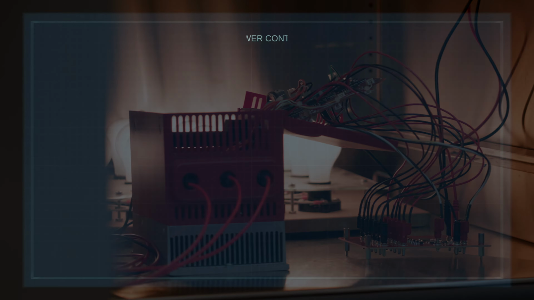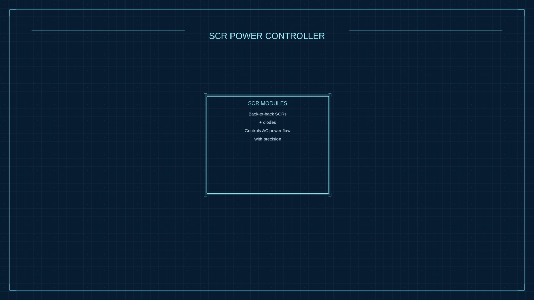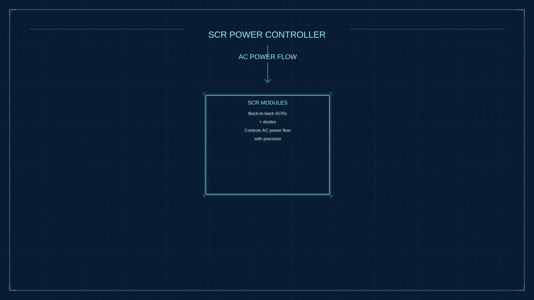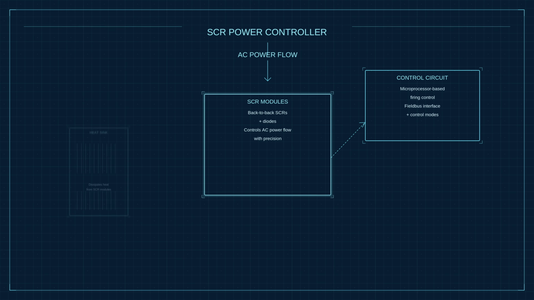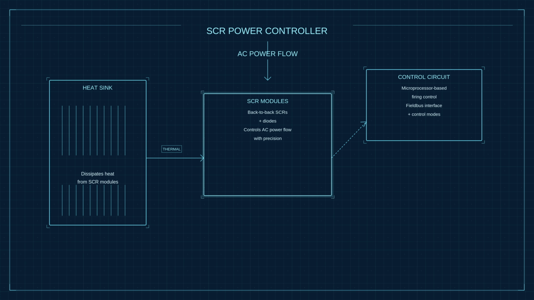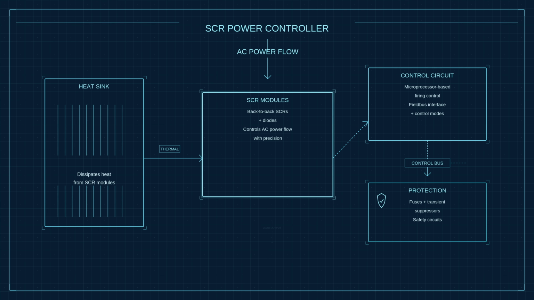Inside an SCR power controller, you'll typically find a few main components: the semiconductor power device, usually an SCR or diode, a control circuit that decides when the SCR conducts, a heat sink to manage the heat produced, and a protective circuit, like fuses and transient suppressors, that keeps the system safe.